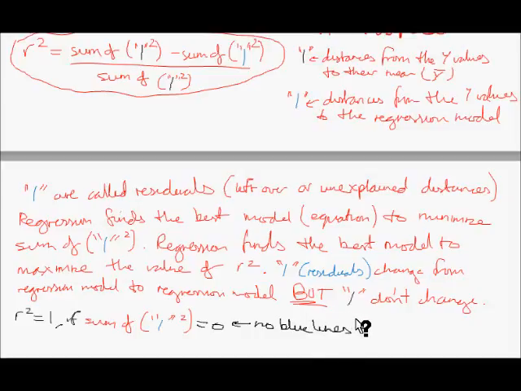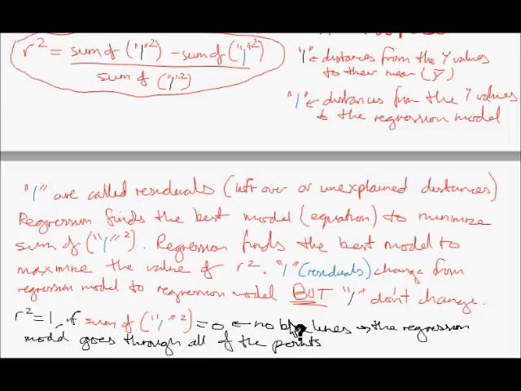Which means the regression model, or the regression equation, goes through all of the points. There's no leftover distances. Let's make that model a little better. That's a pretty ugly model there. So that's what we said: r squared equal to 1 means that it goes through all the points. And now we know why. Because it means there's no residuals. There's no leftover distances. It hits all the points.